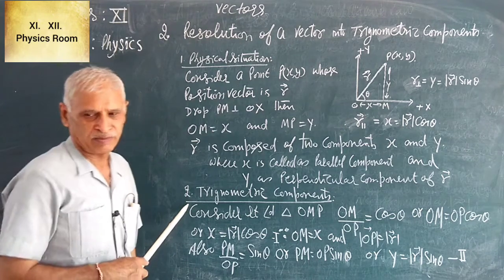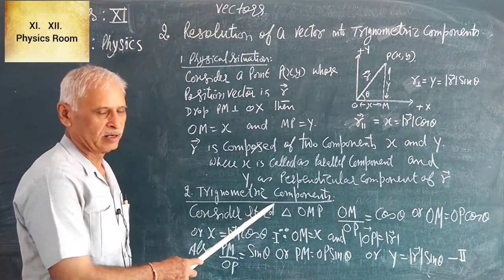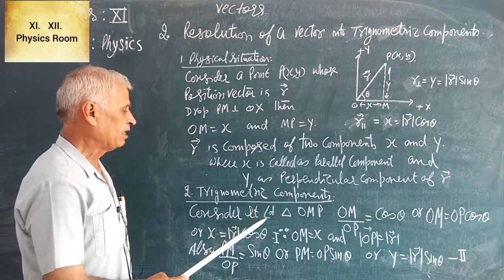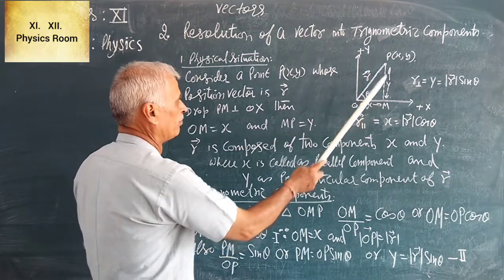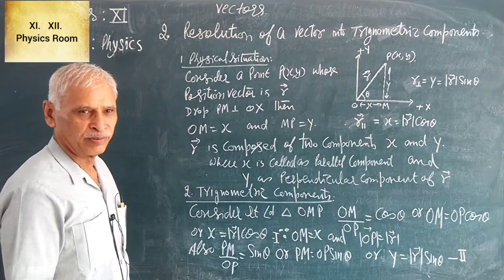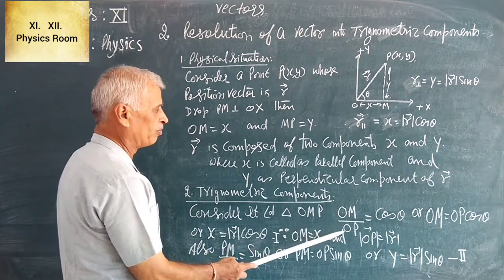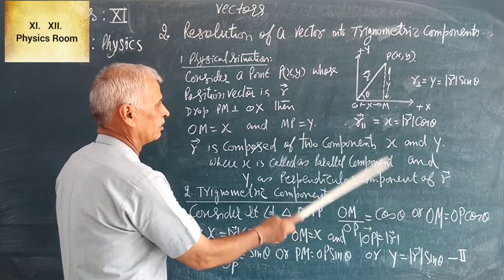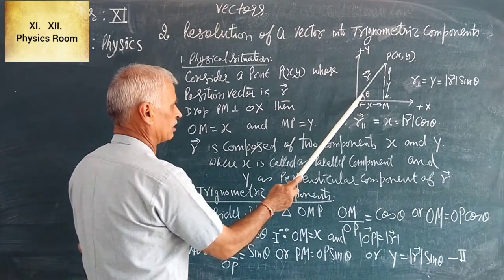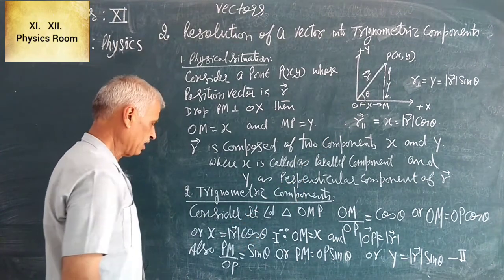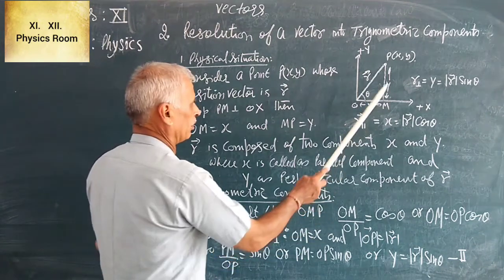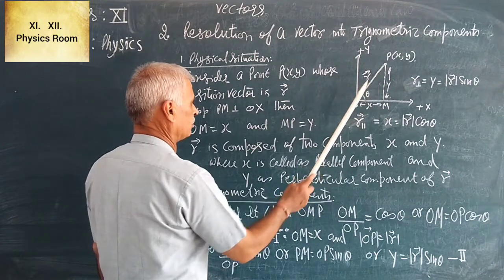Now, we come to the second point, trigonometric components. How do we find trigonometric components? Let us see. Consider right angled triangle OMP. From the knowledge of trigonometry, the ratio OM by OP is equal to cos theta, and the ratio PM by OP is equal to sin theta.